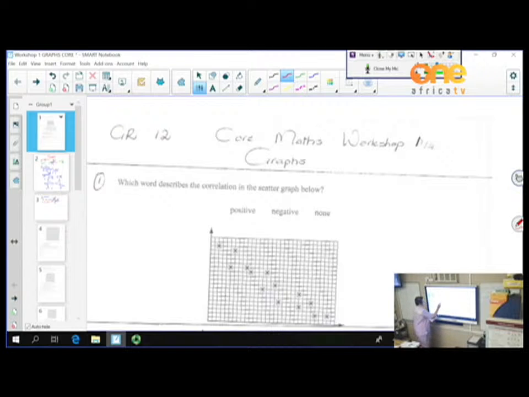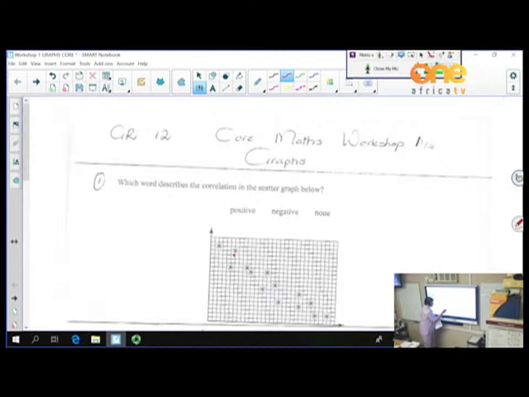The first one says, which word describes the correlation in the scatter graph? Now, this is a scatter diagram. You get it in biology and science as well. And we cannot draw a straight line there. So what we do is we just draw a line in the middle, fitting right in the middle. But you can see from the slope that this is a negative gradient.